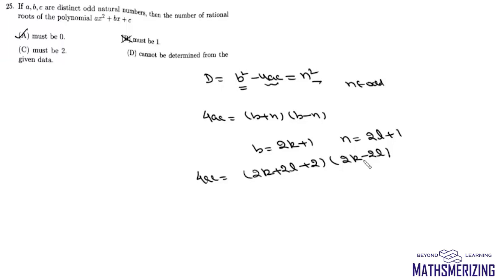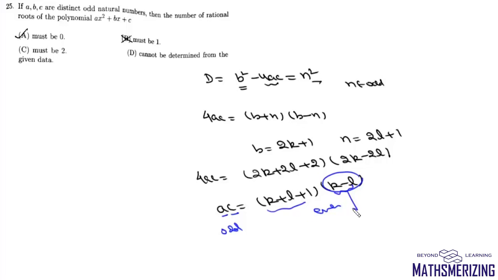Now here 4 will cancel. Then we'll get AC as (k plus l plus 1) times (k minus l). Now if we look at this product, (k plus l plus 1) into (k minus l), it will be an even number, because if k minus l is even, then this product will be even. But A and C are both odd natural numbers, so left hand side is odd and right hand side is even. So there cannot be any solution to this equation.